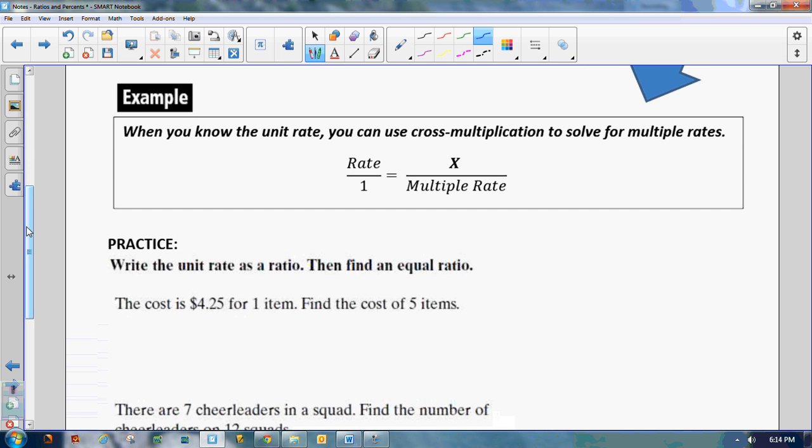Now we're going to talk about those unit rates. When you know a unit rate, you can cross multiply to solve for multiple rates. So if you know a unit rate, but you want to find for multiple rates, you can use this. Here's your unit rate, your rate over 1, and then you can set it up as a variable, your unknown, over the multiple rate. Well, what does that look like?